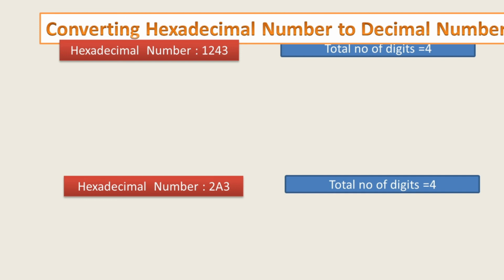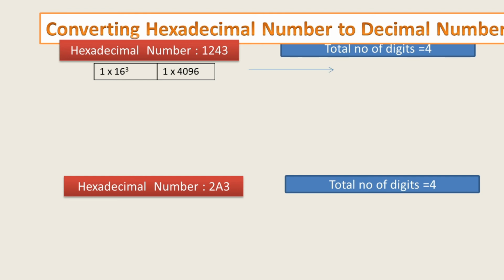Converting a hexadecimal number to a decimal number. Let us consider the example of the hexadecimal number 1243. I multiply 1 with 16 to the power 3, because the total number of digits is 4, so n is 4 and the power will be n minus 1. So it will be 3. So 1 into 16 to the power 3.